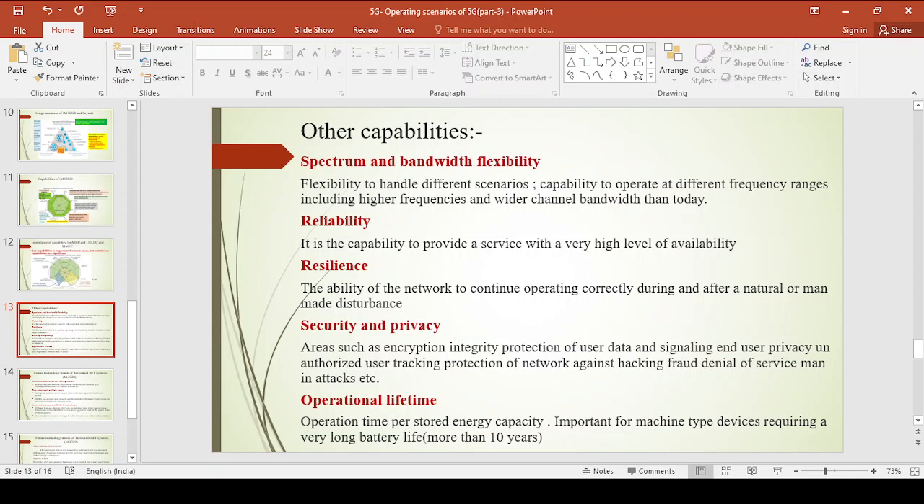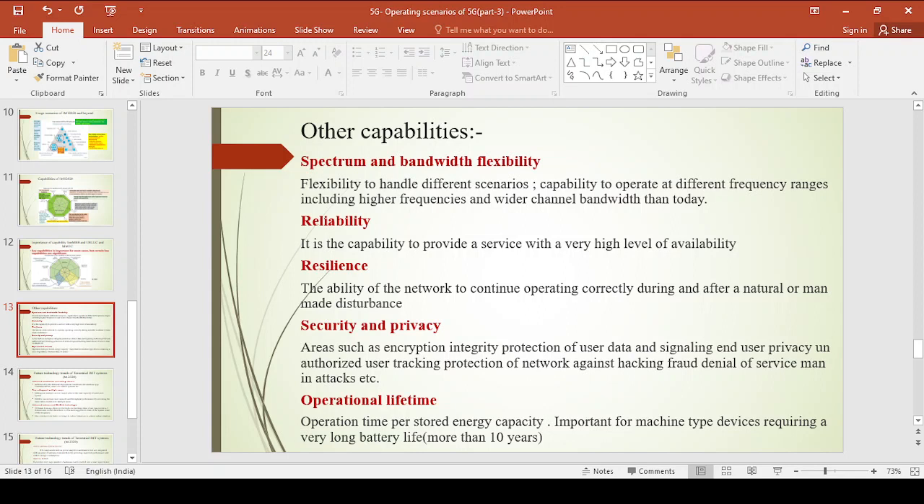And next we have resilience. Now, the ability of the network to continue operating correctly during and after a natural or man-made disturbance, right? If there is a natural disturbance or a disturbance caused by man, during that situation also the network should be in a position to operate correctly. That is the meaning of resilience.